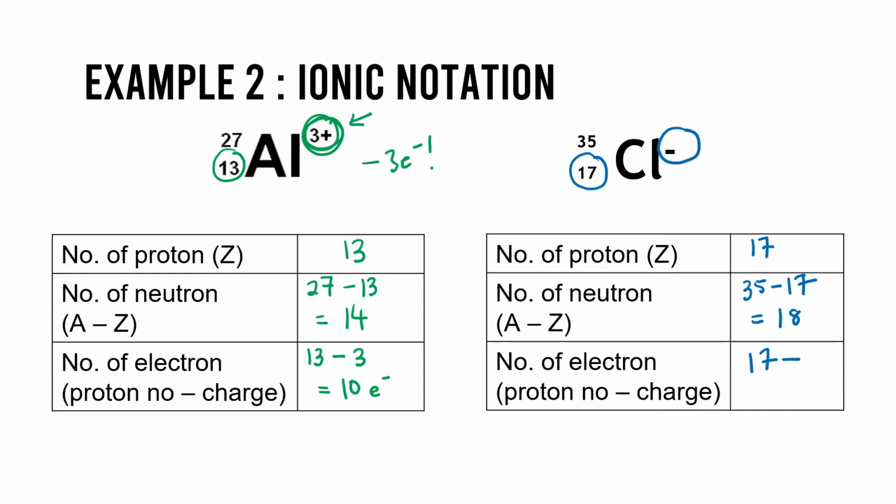You can refer at this symbol. So this negative means -1. So 17 minus the charge. The charge is -1, so 17 minus -1. So the answer will be 18 electrons.